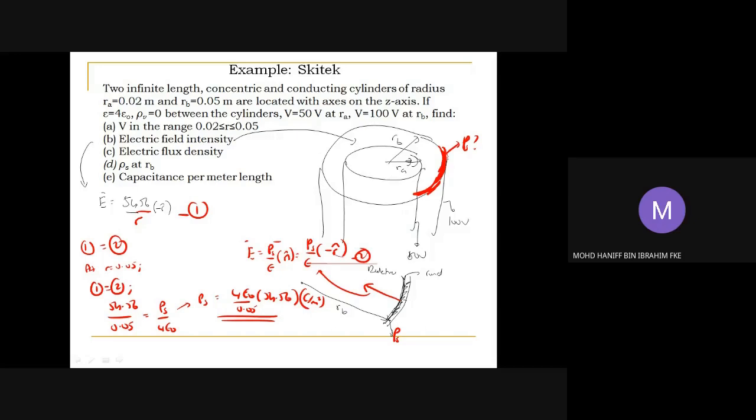Any question so far before we proceed further with part E, which is to find the capacitance per meter length? No? Okay, very good. With no question, I think we can proceed with part E now. Allow me to erase a few handwritings here because we need space to write.